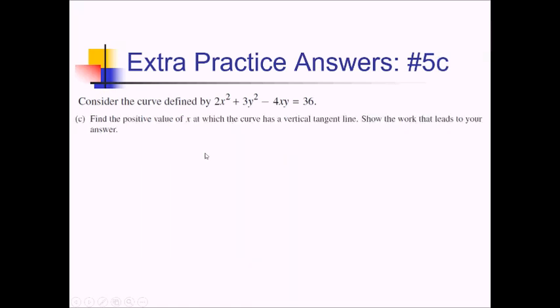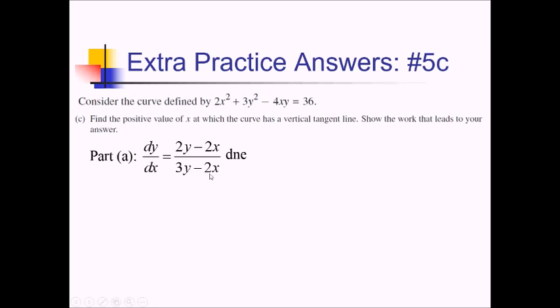On this next part of the problem, they want us to find a positive value of x at which our curve has a vertical tangent line. So for vertical tangent lines, we're talking about a perfectly vertical slope. And if we're talking about slope, we should talk about the dy over dx formula that they gave us back in part A. So here it is again. Now, if I want a perfectly vertical tangent line, that means I want the slope to be non-existent, undefined, which means that I need the denominator to have a value of 0.